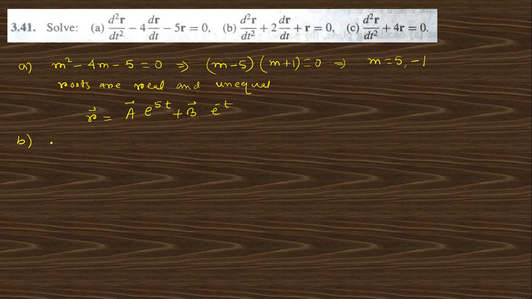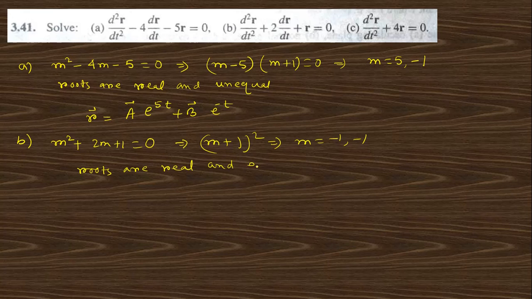Next, the auxiliary equation m square plus 2m plus 1 equals 0. So this will be m plus 1 whole square equals 0, that means m equals minus 1, minus 1. The roots are real and equal. Since the roots are real and equal, we can say the solution will be a plus bt times e to the power minus t.